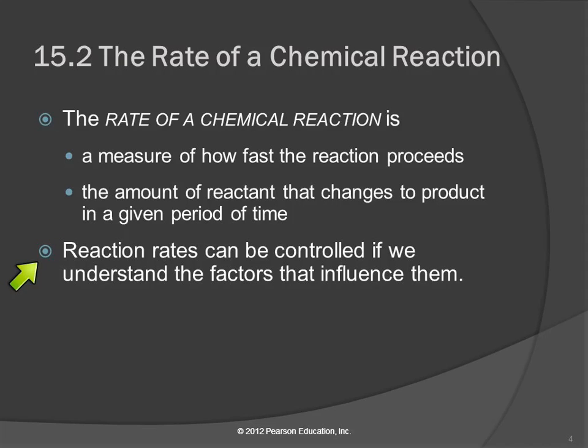We can control reaction rates if we understand the factors that influence them. And that's why we study equilibrium, because like in an industrial process, you may want this reaction to go faster. If we understand how it happens and what affects the rate, then we can affect or change the conditions and cause it to go faster.